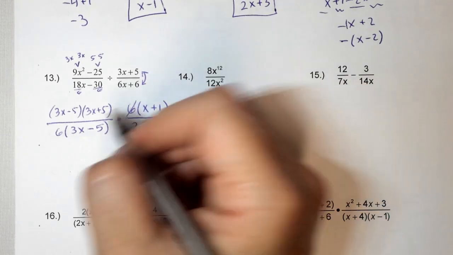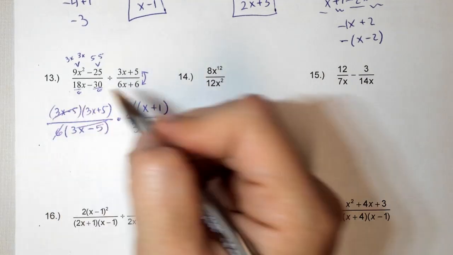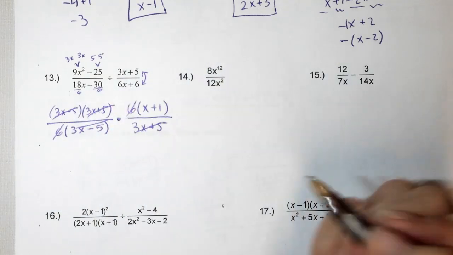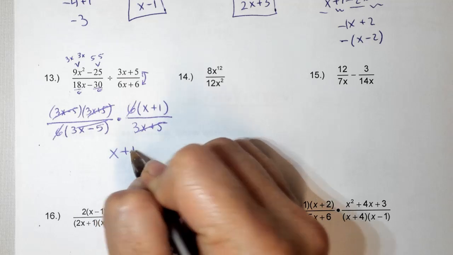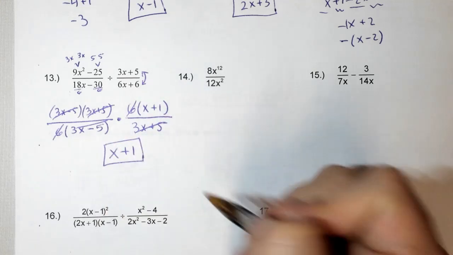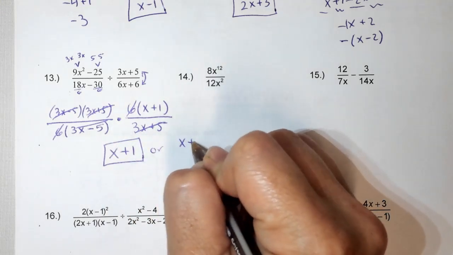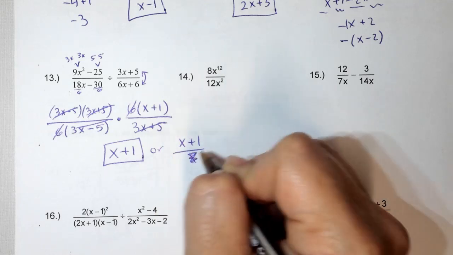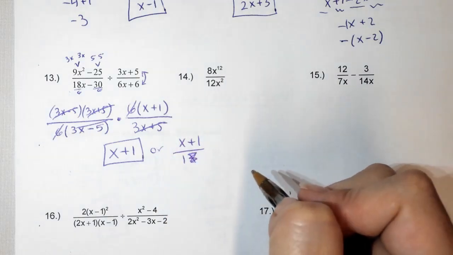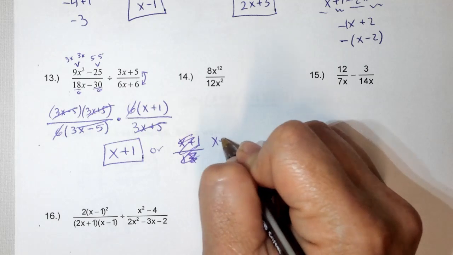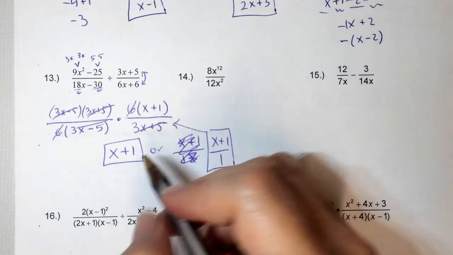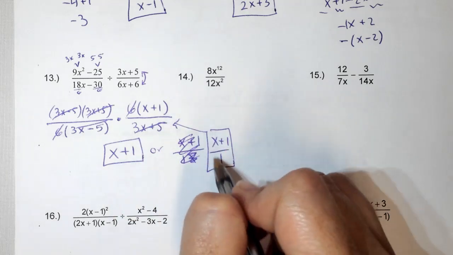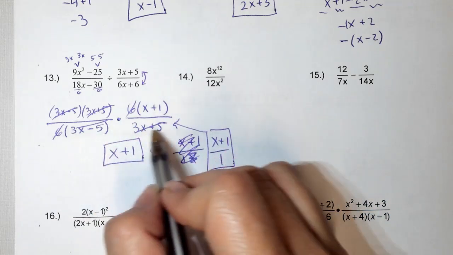Well, I know my 6's cancel, I know my 3x minus 5's cancel, and I know my 3x plus 5's cancel. And I have nothing left but the x plus 1, which is on top. So it doesn't have to be a fraction anymore. However, if you wrote it as a fraction, it's got to be with, oops, sorry, not an x on the bottom, 1 on the bottom. I'm going to rewrite that, x plus 1 over 1. Okay, so this is how I want to see it, but if you write it as a fraction, 1 is on the bottom because there was nothing left.